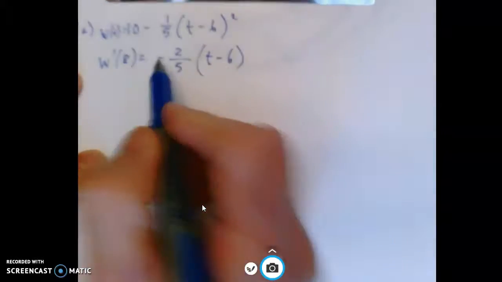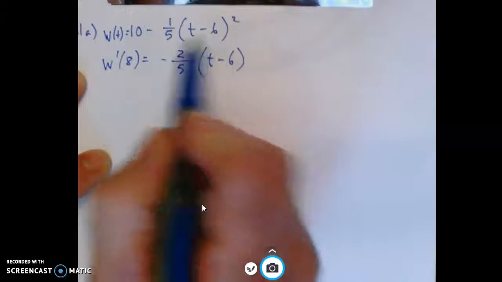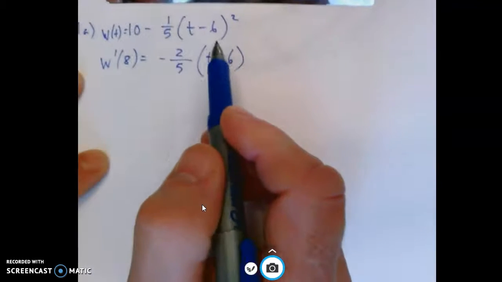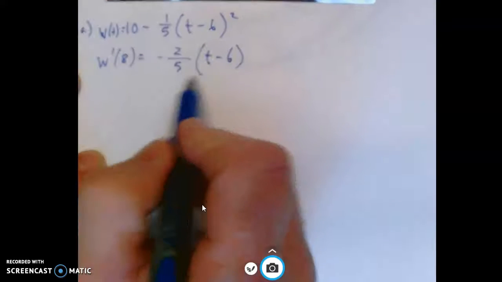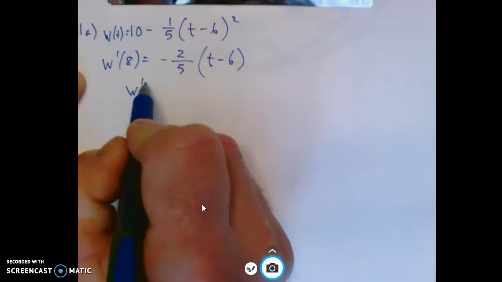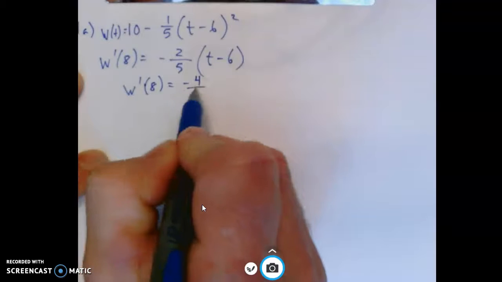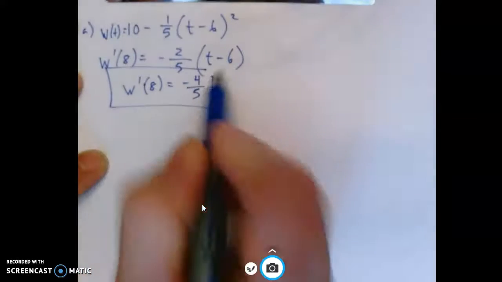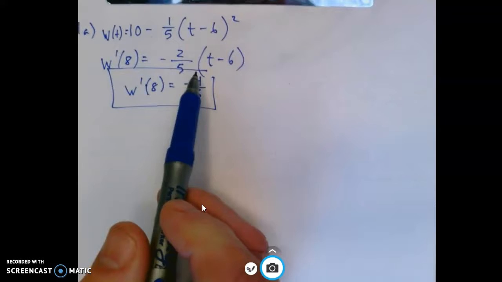So it's really a more basic derivative than it seems. If you want to, you can always expand this and multiply it out and do it that way. But using the chain rule is fine. Then I evaluate this at 8, and this becomes negative 4/5. Okay, so negative 2/5 times 8 minus 6, or times 2, becomes negative 4/5.